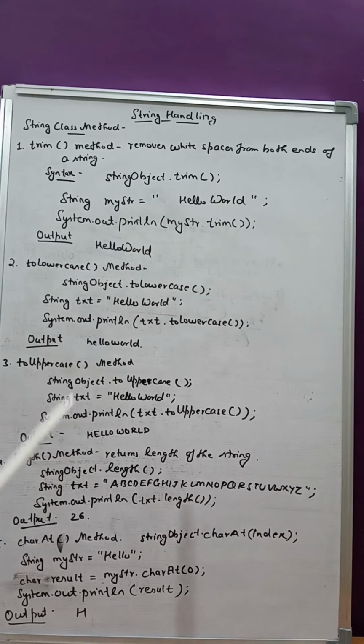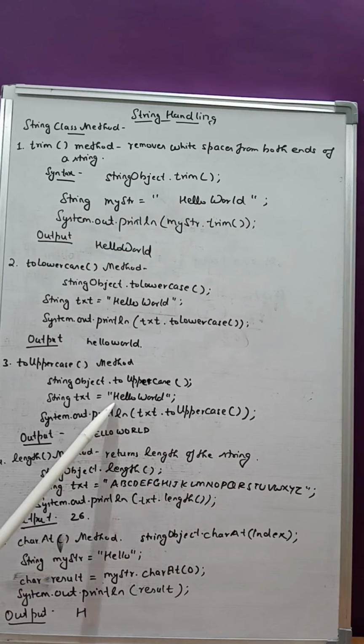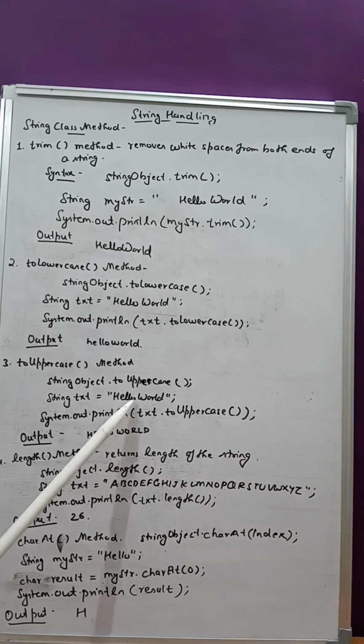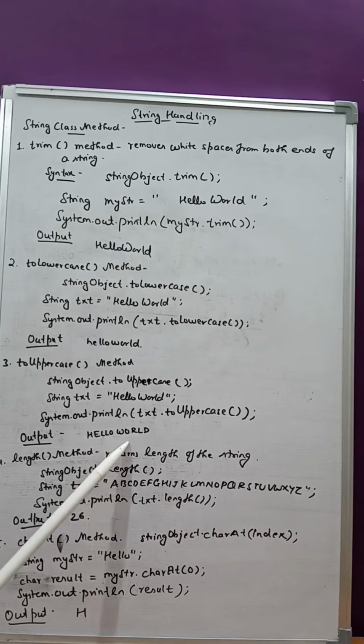So in this case, when txt is followed by toUpperCase, whatever string text you have taken over here will be converted like this. Some of the letters that are in lowercase will be converted to uppercase letters like this. Hello world, this will be the output.